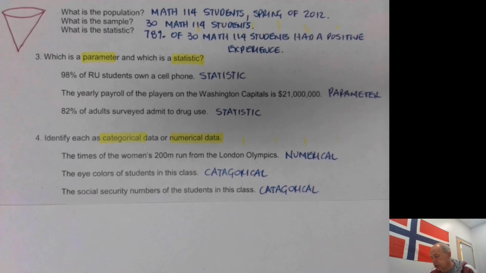And the social security numbers of students in a class, that is categorical because it breaks down numbers based upon the area and part of the country you were born in. So that puts you in a category.